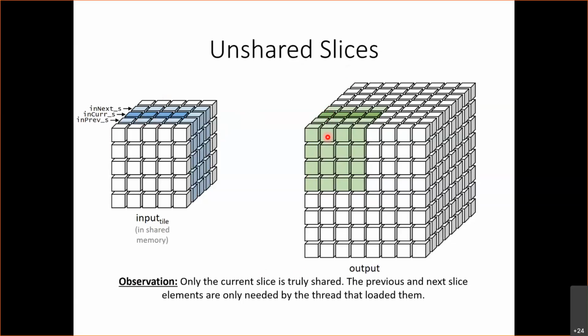If you look over here, this element in the previous slice will only be used by this output element. So this element in the previous slice will only be used by the element responsible for this input element, or the corresponding output element. This element in the previous slice will only be used by the thread responsible for this output element over here. Same thing with the next slice. This input element in the next slice will only be used by the thread responsible for this input index. And this input element in the next slice will only be used by the thread responsible for this input element in the index.